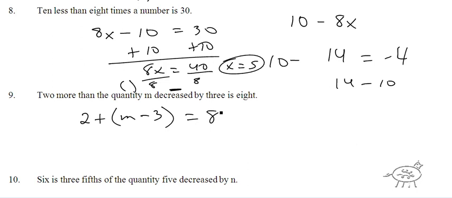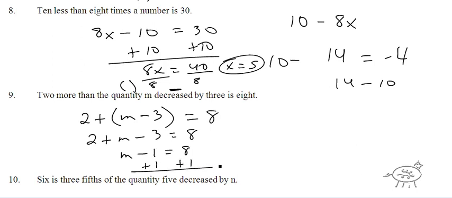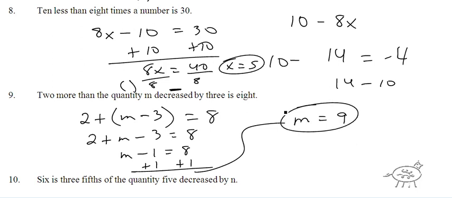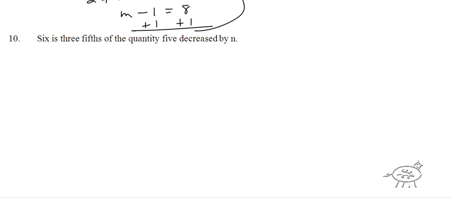So this one, there's nothing really to distribute here. So actually, I'm just going to go 2 plus M minus 3 equals 8. Combine like terms. So M minus 1 equals 8. Add 1 to both sides. And I get M equals 9. Okay, that's not bad. Last one here.